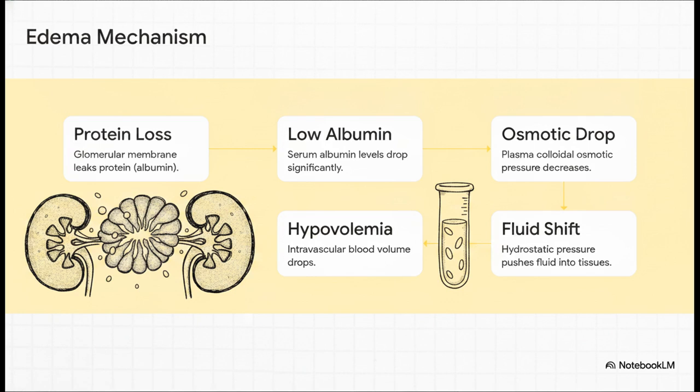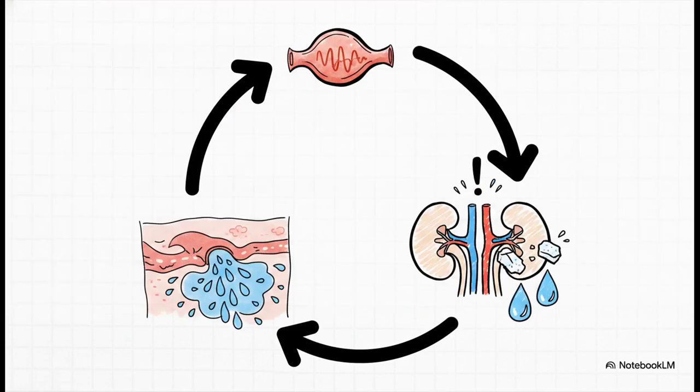Step 2, because albumin is lost, serum albumin levels in the blood plummet. Step 3, albumin acts like a sponge, right? It holds water inside the blood vessels. Without it, plasma colloidal osmotic pressure drops drastically. Step 4, normal hydrostatic pressure now simply pushes fluid right out of the vessels and into the interstitial tissues, causing visible swelling. And finally, step 5, because the fluid has leaked out, the actual volume of fluid inside the blood vessels drops, causing hypovolemia.